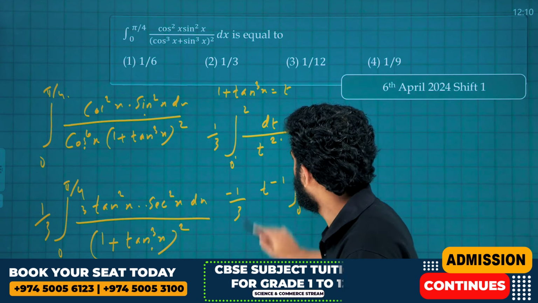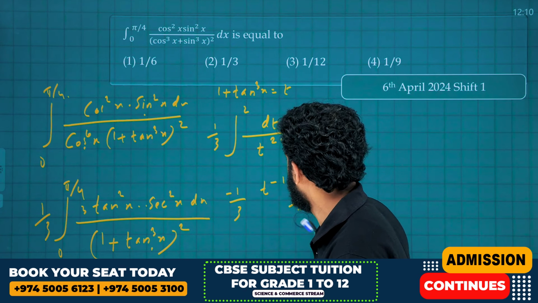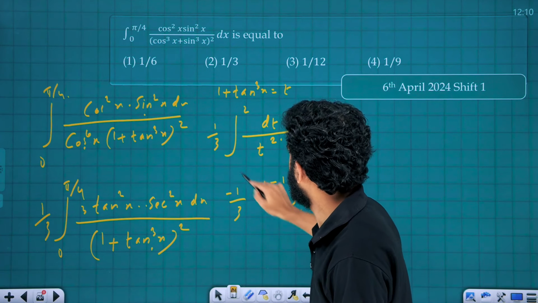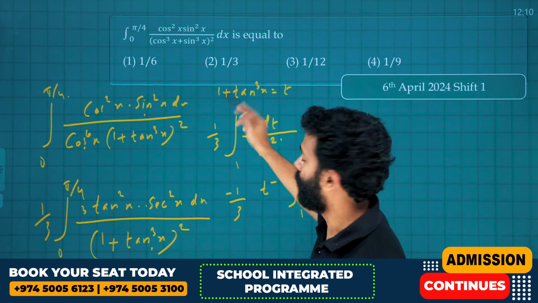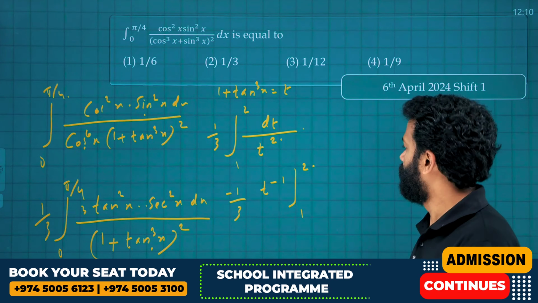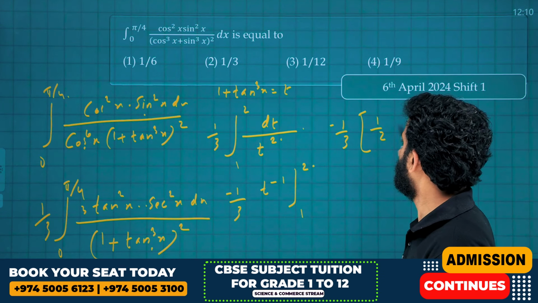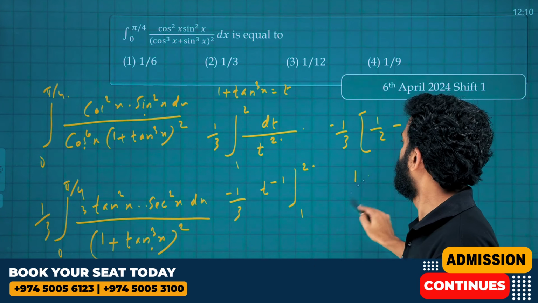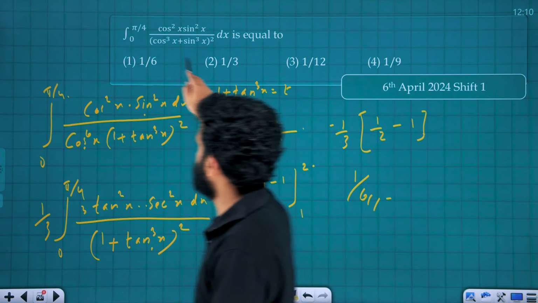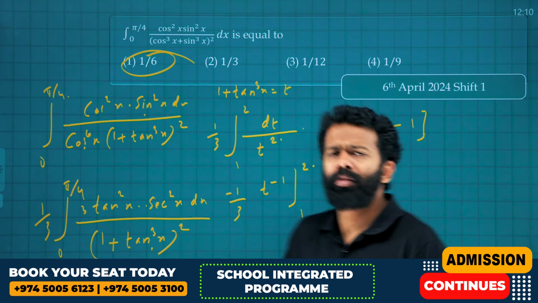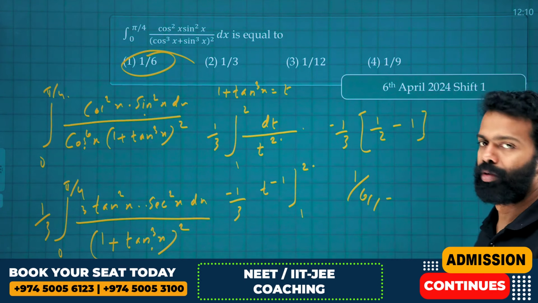Yeah, it is 1. Okay. Sorry about that. It is 1. I was thinking it will be different. Yeah, 1 plus t cube, that is 0. Yeah, 1. Sorry about that. So it will be minus 1 by 3 into, that is 1 by 2 minus 1. That is 1 by 6. That is the final answer. That is option number 1. Okay, so that's all. Done, understood. Next one.